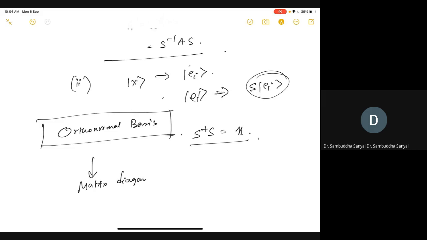matrix diagonalization as a basis transformation problem. Okay, that is the only thing remaining. Then I think this part will be over.